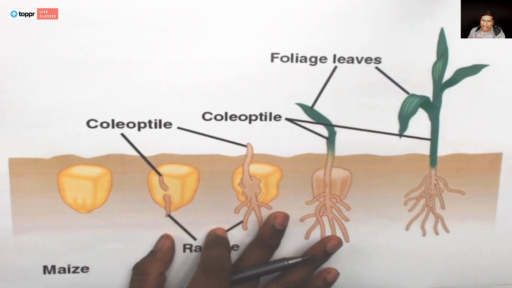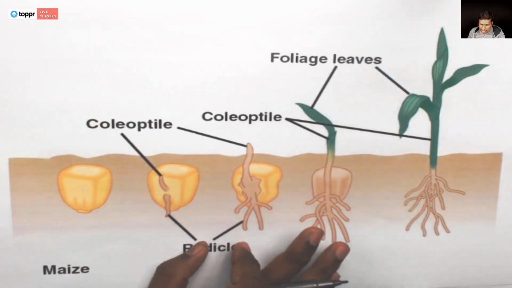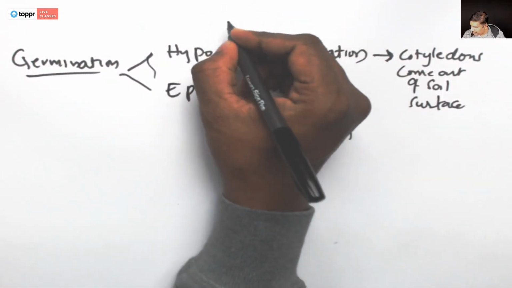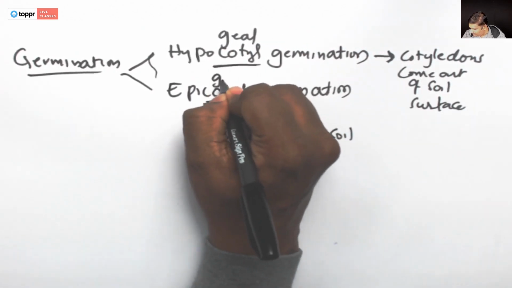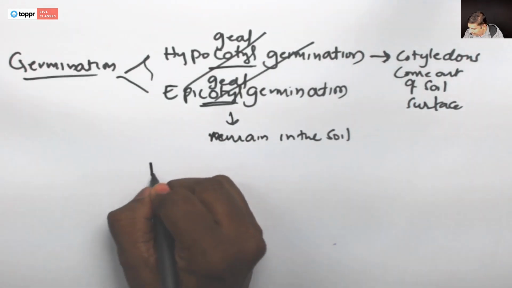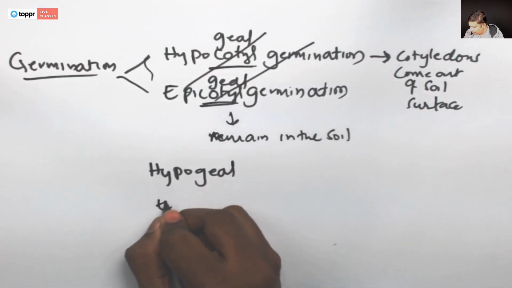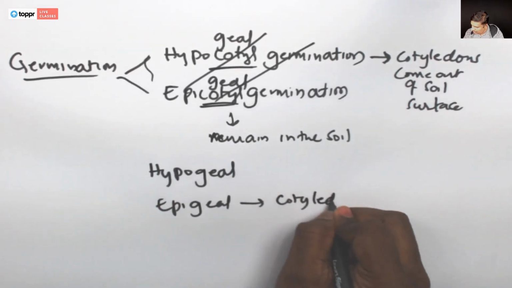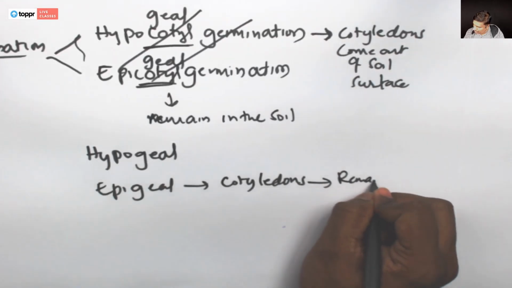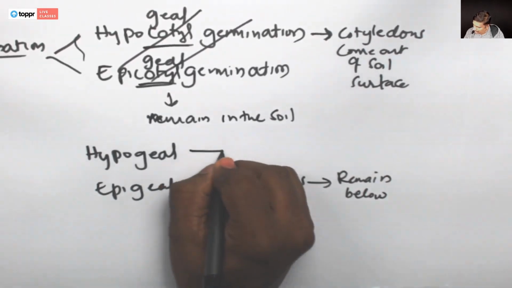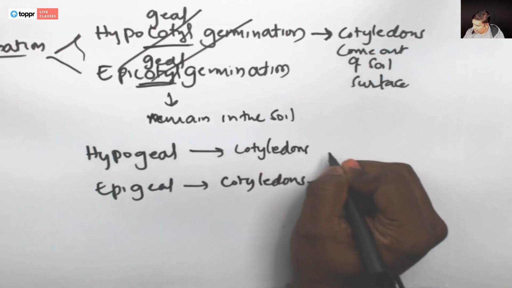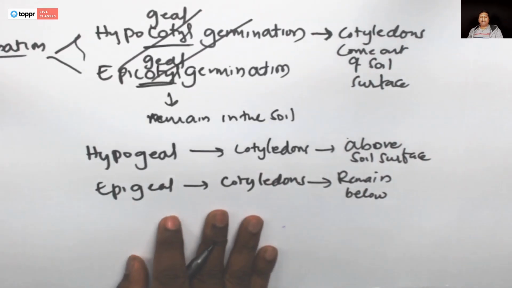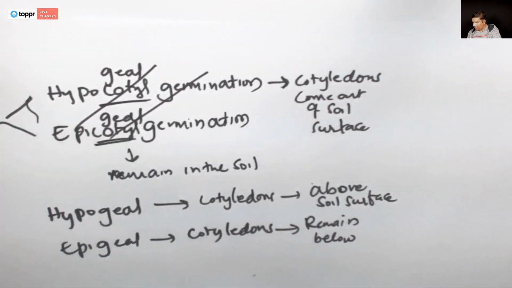So this is the epicotyl type of germination, or epicotyl, epigeal, sorry, not epicotyl. I'm sorry, let me just make the correction. Hypogeal and epigeal germination. Epigeal is where cotyledons come above the soil surface, and hypogeal is where cotyledons remain below. So these are the two types of germination that we'll actually see in plants.